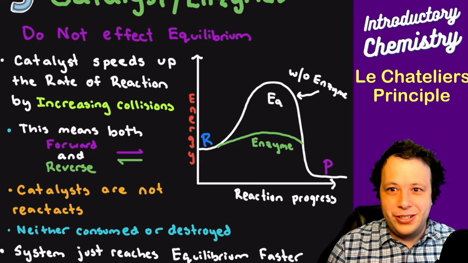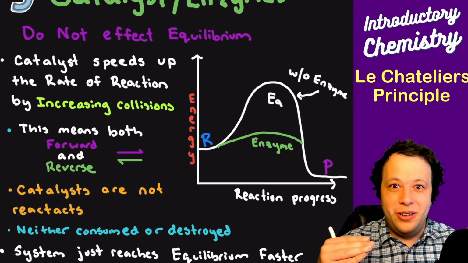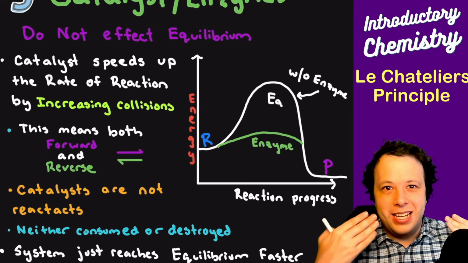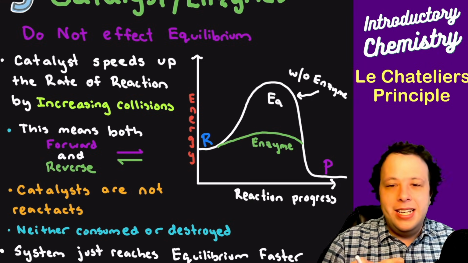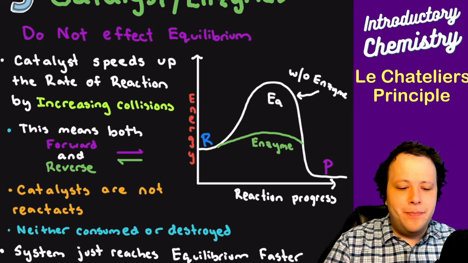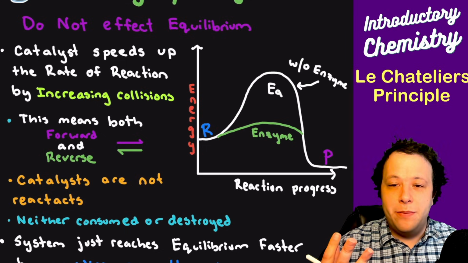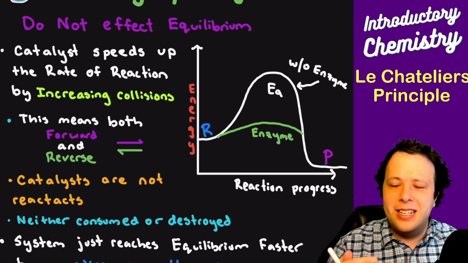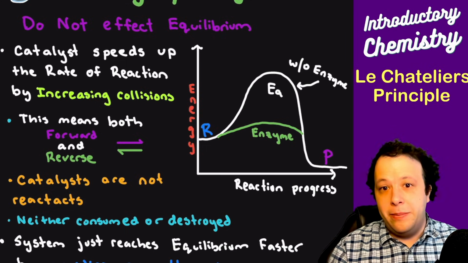Overall, the whole reaction is just faster, regardless of the direction. Which is kind of nice, is that you don't have to try to predict left or right. It's not going to have an effect. There are a couple important things to mention about catalysts. So the first thing is they are not reactants. They just speed up the reaction.